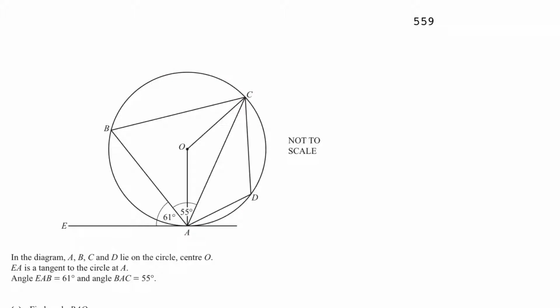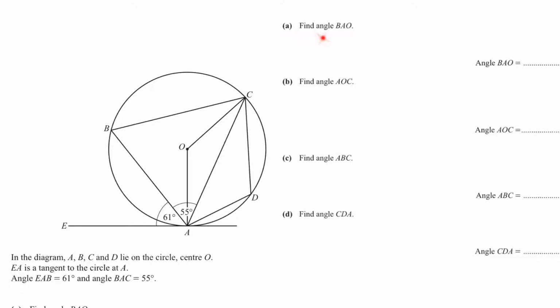This is a circle theorem question. In the diagram, A, B, C and D lie on the circle, center O. EA is a tangent. Tangent means it touches the circle at one point. Also, the angle between the radius and the tangent is equal to 90 degrees. Angle EAB is 61 and angle BAC is 55. Part A, find angle BAO. So we have to find BAO.